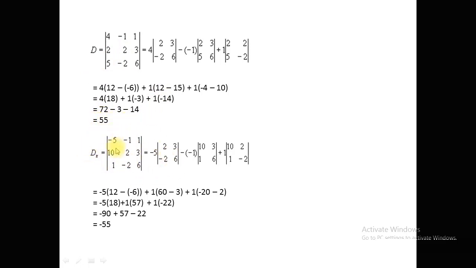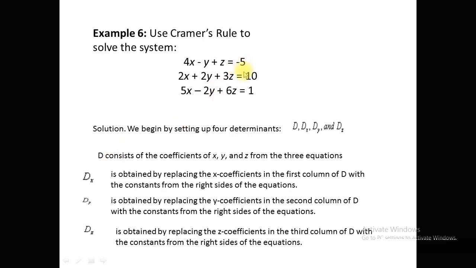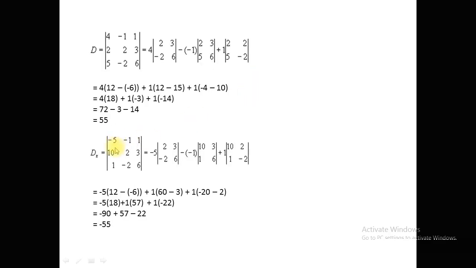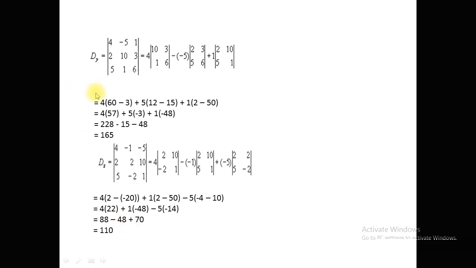Similarly for the Dx determinant, replace the first column of the coefficient matrix by the constants which lie on the right hand side of the system. In this system, on the right hand side we obtain minus 5, 10 and 1. The other columns stay as they are. Now using the cofactor expansion along R1, the determinant of this matrix will be minus 55.